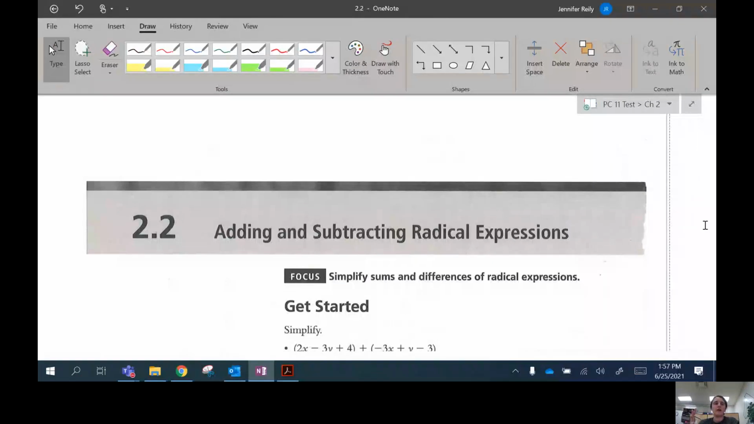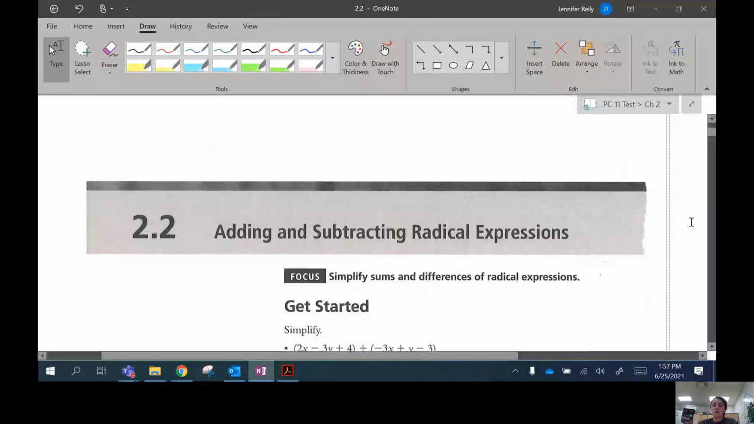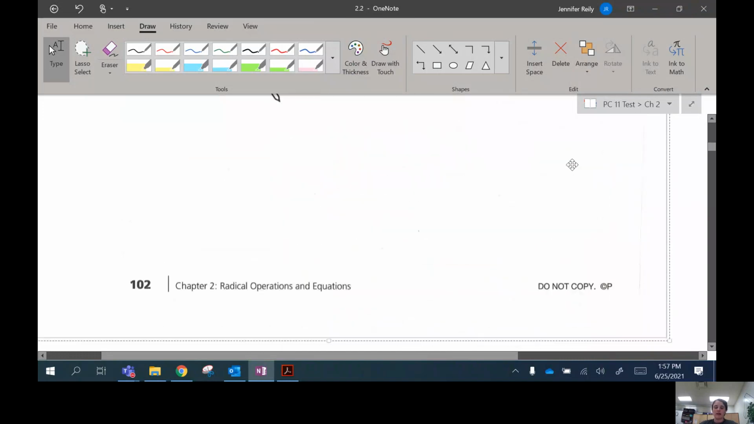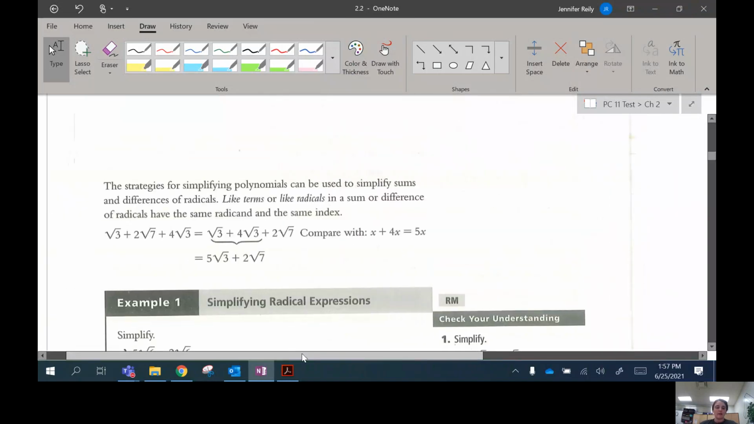Lesson 2.2. In the next 2 lessons, you're going to be learning how to add, subtract, multiply, divide, all the basic operations with radical expressions. So with expressions that have square roots or cube roots in them. What I want to draw your attention to is we're going to skip this first section here and look at this right here. So the strategy is for simplifying polynomials, where we added only like terms together. We're going to use those same ideas with radicals. We're only going to be able to add or subtract like radicals together, and I'm going to show you what that means in a second.